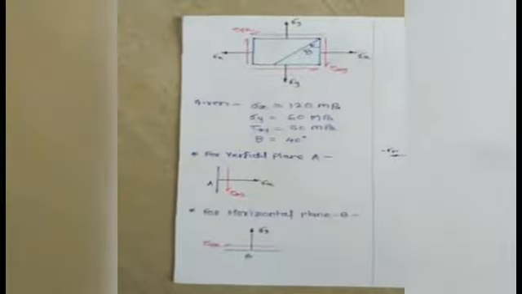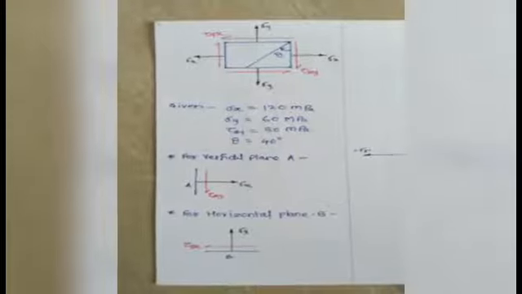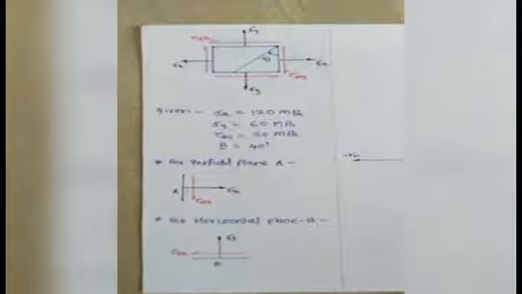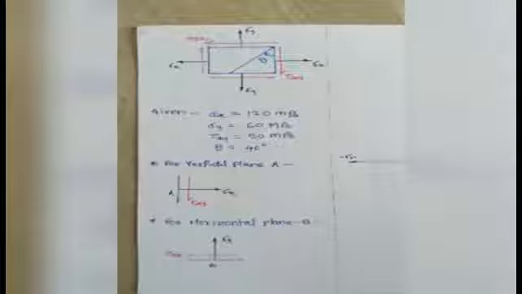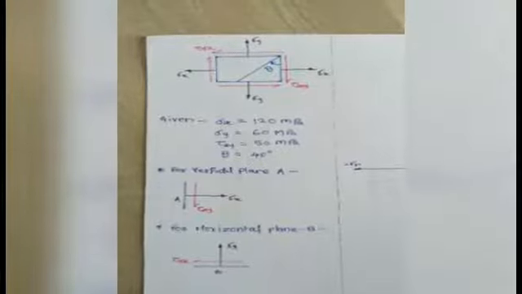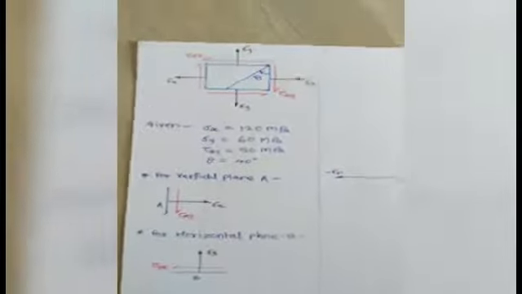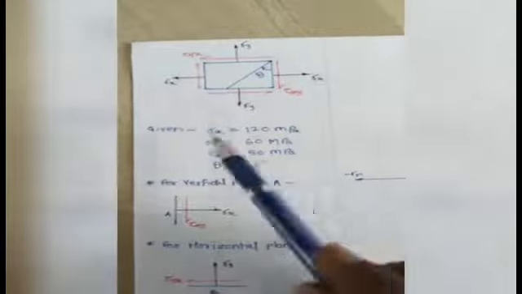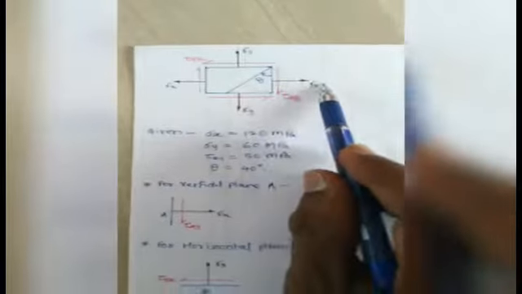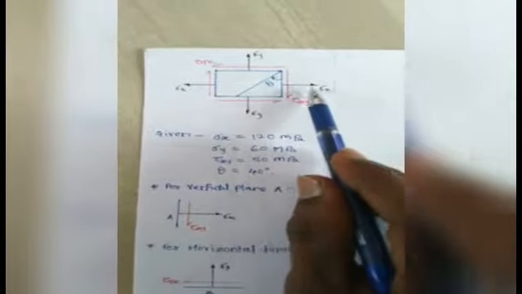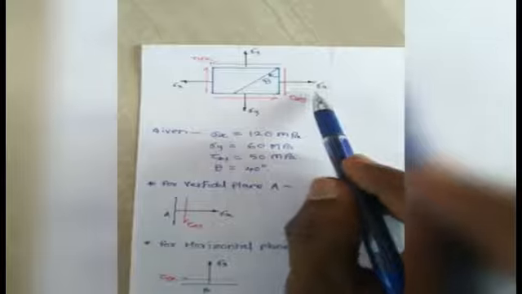Hello everyone. Today we are going to see one numerical on the Mohr circle. In this numerical, a state of stress is given. Here sigma x is given, a tensile kind of stress along the x direction.